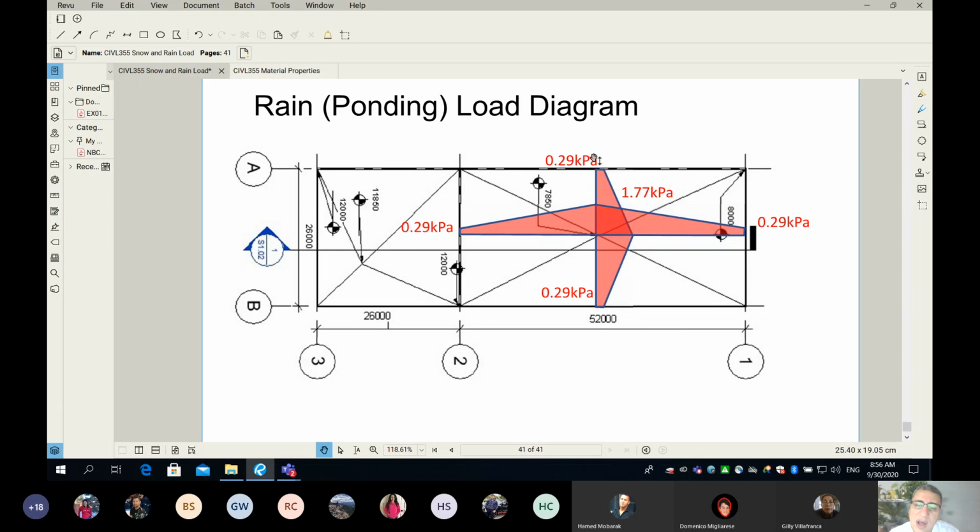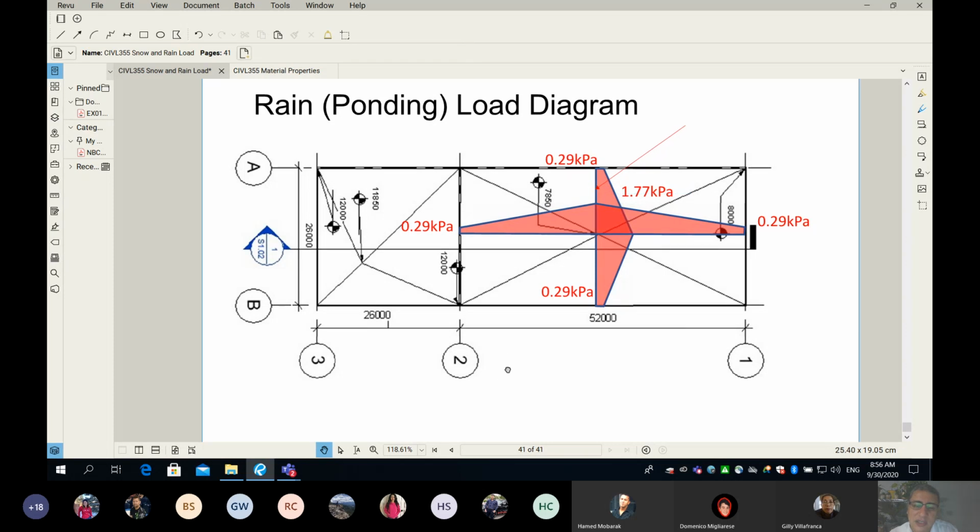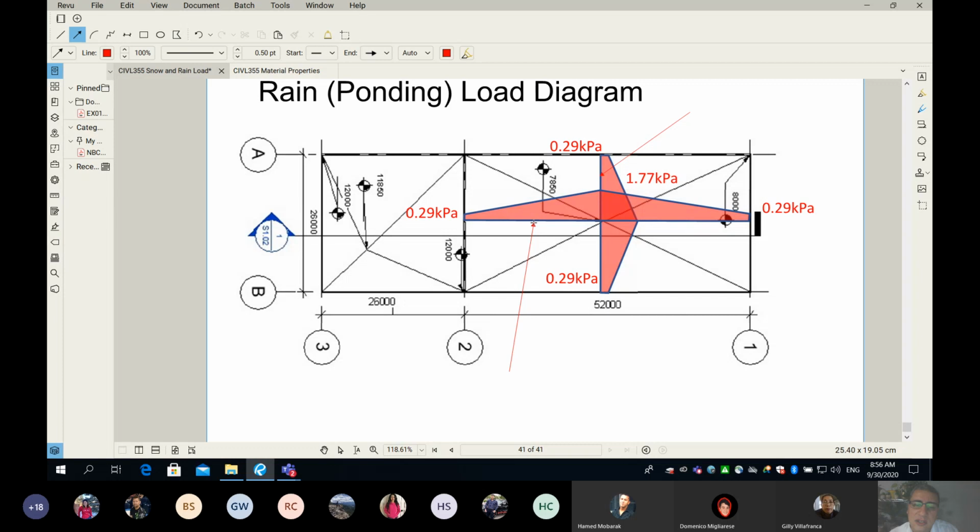And I draw a baseline. You can see I draw a baseline. Here's my baseline. So that's my baseline, and in two directions, you can see here is my other baseline in this direction.